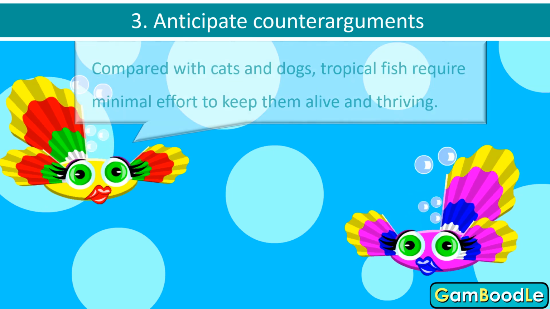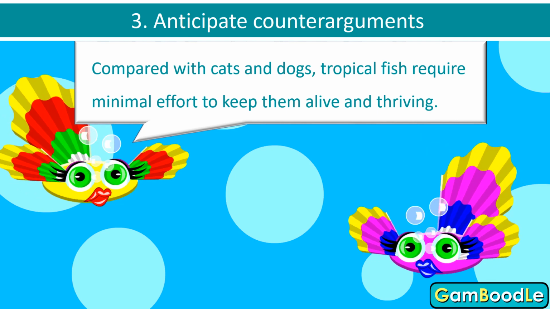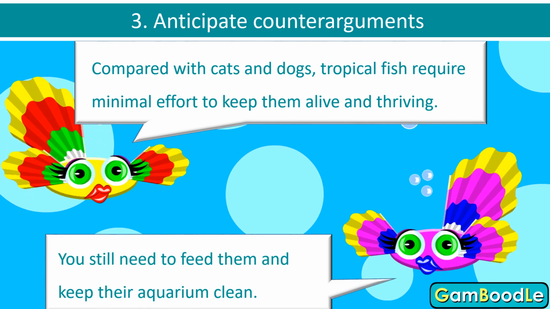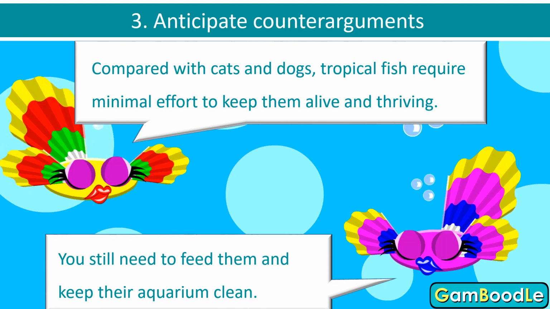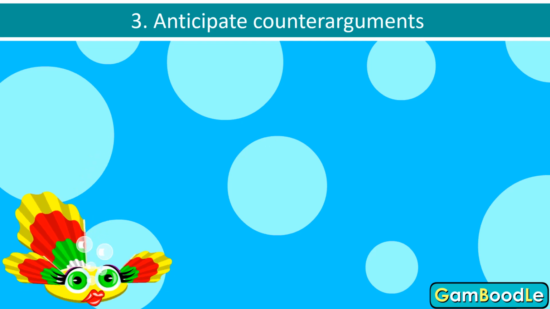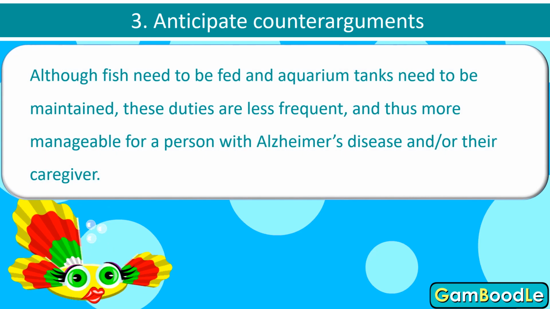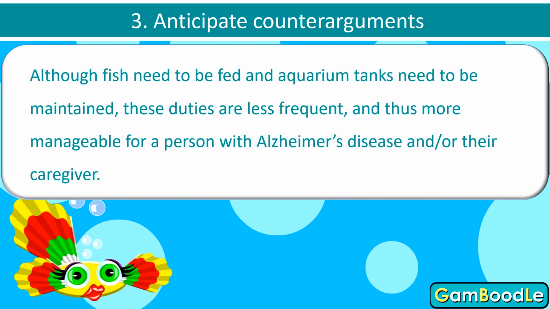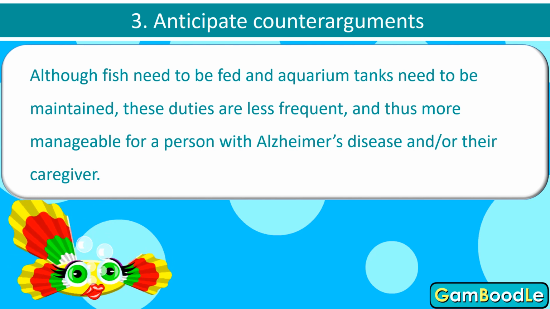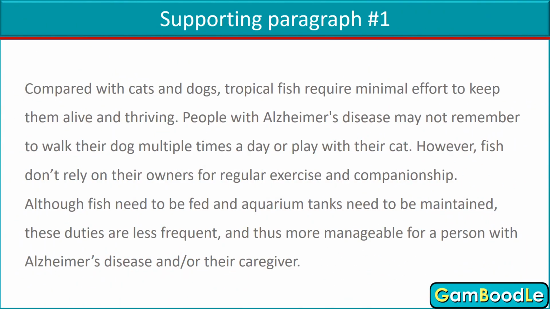You can also answer possible counter-arguments. Try to imagine any arguments your readers might have against your supporting points. For example, you still need to feed them and keep their aquarium clean. What you include in your supporting paragraph will be your response to that imagined counter-argument. For example, although fish need to be fed and aquarium tanks need to be maintained, these duties are less frequent and thus more manageable for a person with Alzheimer's disease and/or their caregiver. Take a moment to review the completed first supporting point paragraph.